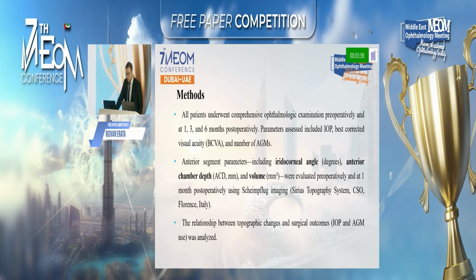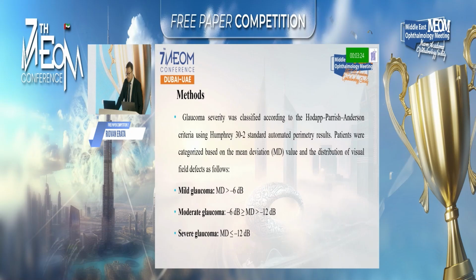Anterior segment parameters, including iridocorneal angle, anterior chamber depth, and volume, were evaluated preoperatively and at 1 month postoperatively using Scheimpflug imaging. The relationship between topographic changes and surgical outcomes was analyzed. Glaucoma severity was classified according to Hodapp-Parrish-Anderson criteria using Humphrey standard automated perimetry results.